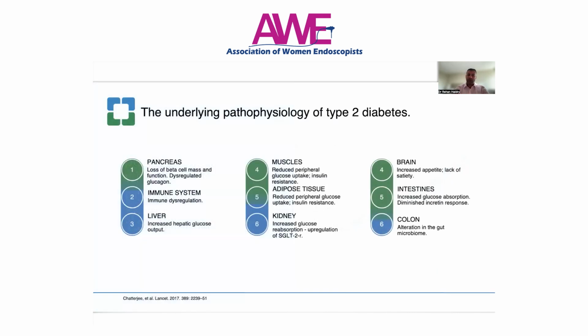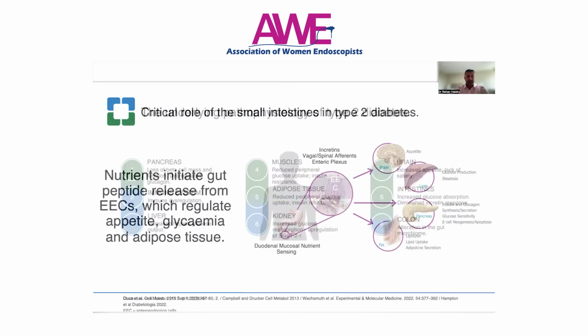Now, I'm an endoscopist and a gastroenterologist, so I'm not going to wax lyrical to you about the underlying pathophysiology of metabolic syndromes and insulin resistance and type 2 diabetes, but we know that it's multifactorial, it's a multi-organ disease. But where we can focus our attentions is the gastrointestinal tract, and in particular the foregut, where we know that there's increased glucose absorption and then a diminished incretin response that leads to the changes we see with insulin resistance.